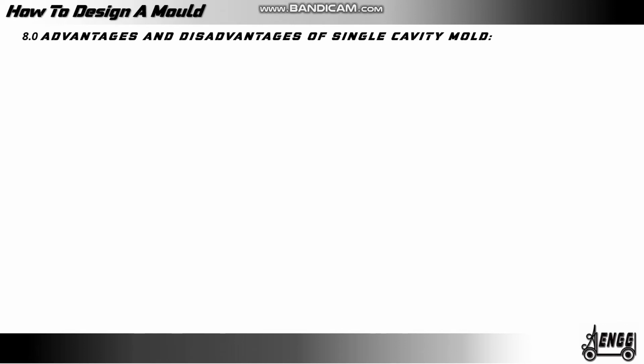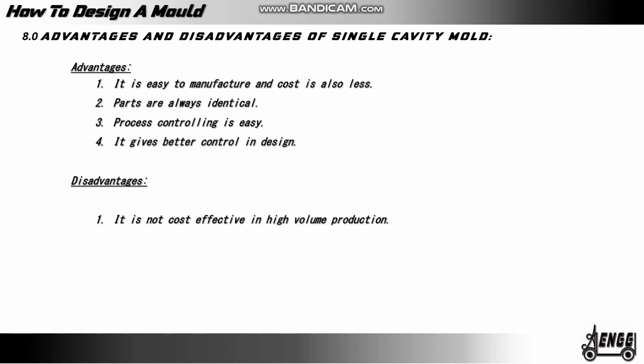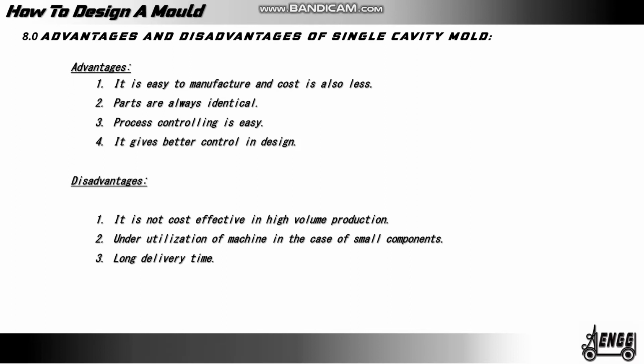Advantage and disadvantage of single cavity mold. Advantage: it is easy to manufacture and the cost is also less. Parts are always identical. Process controlling is easy. It gives better control in design. Disadvantage: it is not cost effective in high volume production. Underutilization of machine in the case of small components. Long delivery time. Production stops when one cavity is damaged.